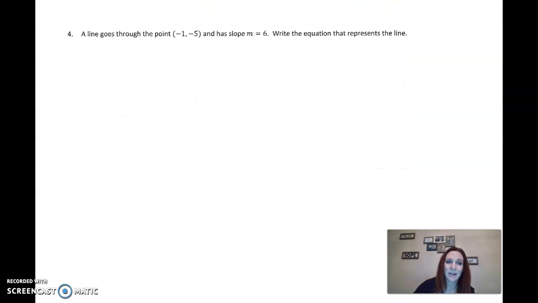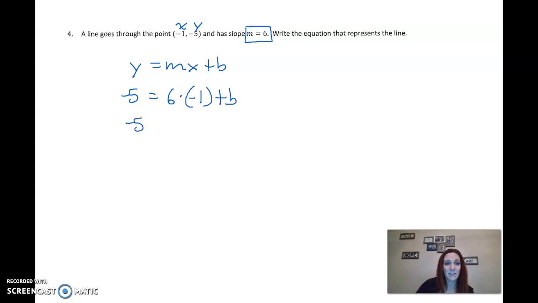The line goes through the point (-1, -5). X value, y value. Slope, yay, they give it to me as 6. Write an equation. Well, I have my slope, don't have my y-intercept. But I have slope-intercept form. And I can plug in what I need to know. My y is -5. My m is 6 times my x, which is a -1, plus b. -5 equals 6 times -1, which is a -6, plus b. Solving for b, I have to get rid of -6, so I'm going to combine it with a positive 6. Whatever I do to one side, I do to the other. -5 plus 6 is 1, equals b.